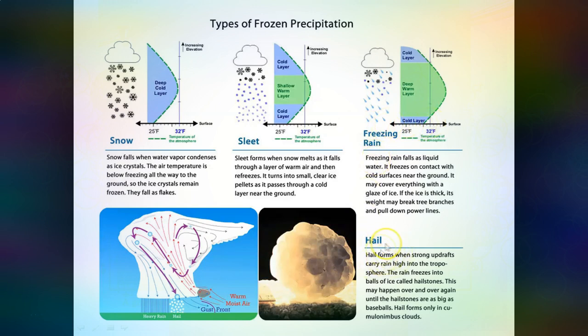Okay, hail. Hail forms when strong updrafts carry rain high into the troposphere. So, rain is carried high into the troposphere. The rain freezes into balls of ice called hailstones. This may happen over and over again until the hailstones are as big as baseballs. So hailstones can be quite big in size. Hail forms only in cumulonimbus clouds, that is the thunderstorm clouds.